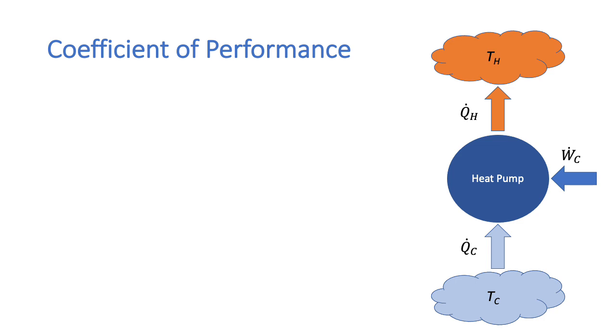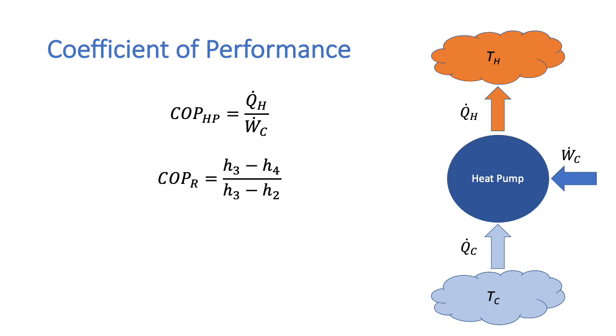The performance of a heat pump is measured by the coefficient of performance. The coefficient of performance is defined as Q dot H divided by W dot C. Substituting the terms that we had got from our energy balance, the coefficient of performance is given by H3 minus H4 divided by H3 minus H2.